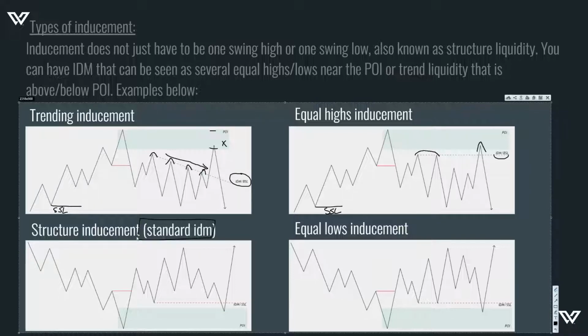Standard inducement, just structure inducement. Price comes up, we have this reversal, the order block, and then we have inducement above the point of interest. And equal lows, again the same, inducement, sell side liquidity, price then trends. And it doesn't always have to be reversal.